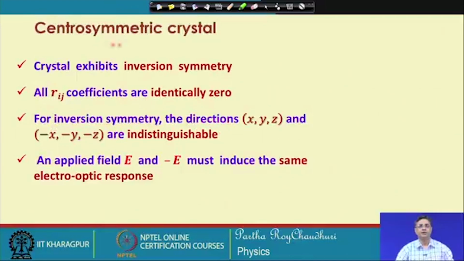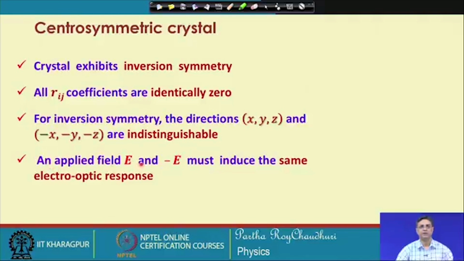Regarding centrosymmetric crystals, there is one class of crystal which is very interesting. It has some inversion symmetry and all the r_ij coefficients associated with the electro-optic tensors are identically 0. And for inversion symmetry, the direction x y z and the reverse direction, that is minus x, minus y, minus z, are indistinguishable. So, there is no change with respect to the crystal.